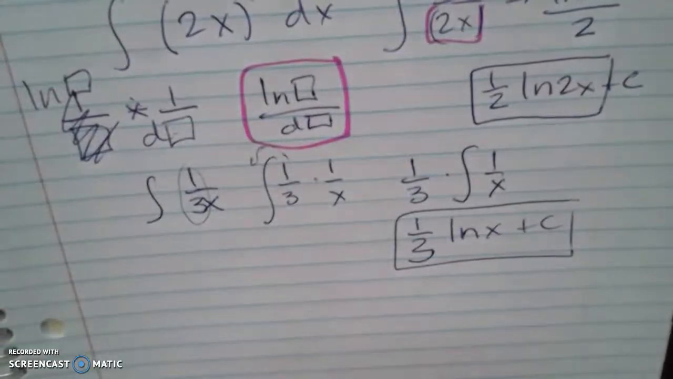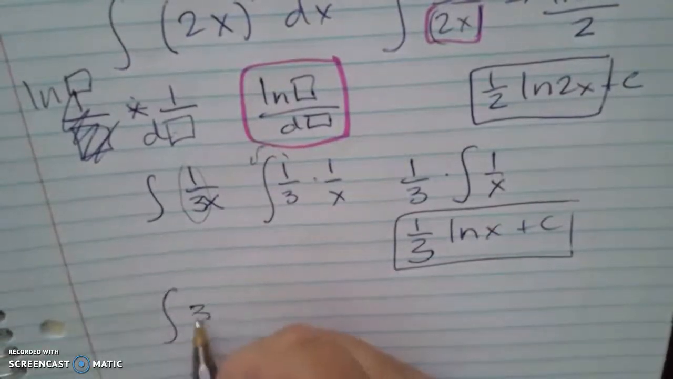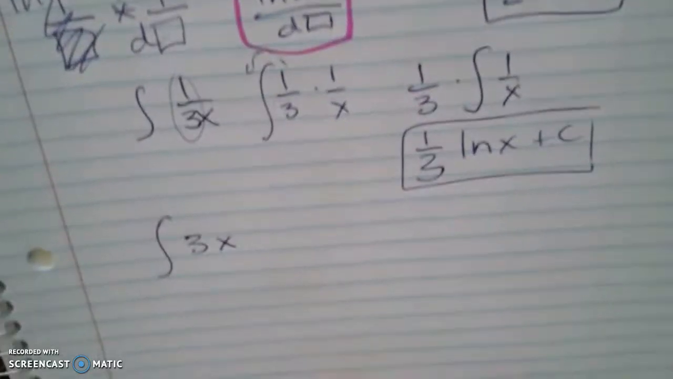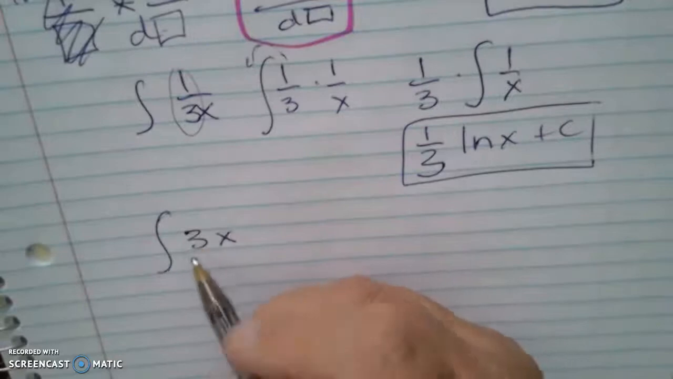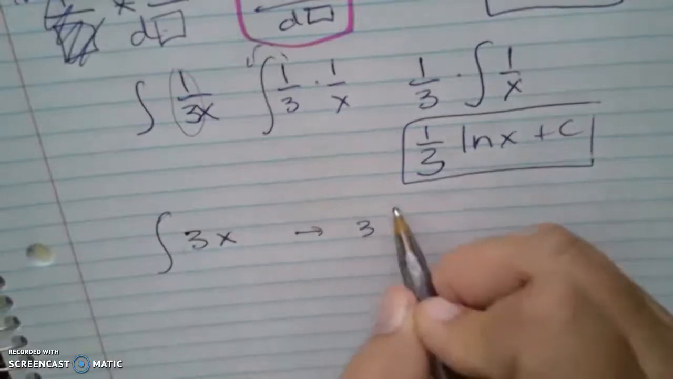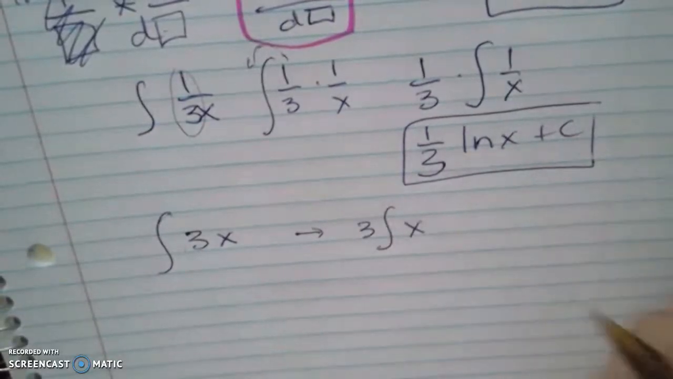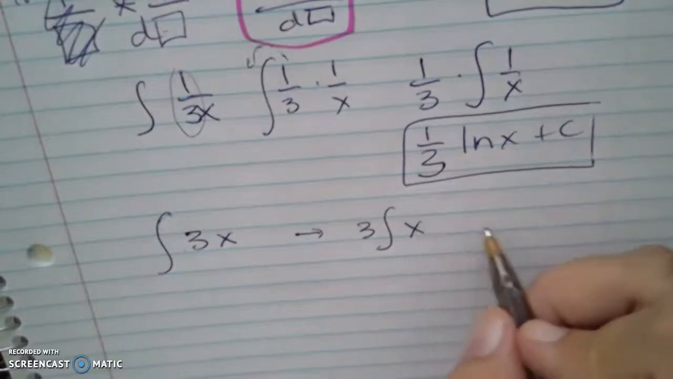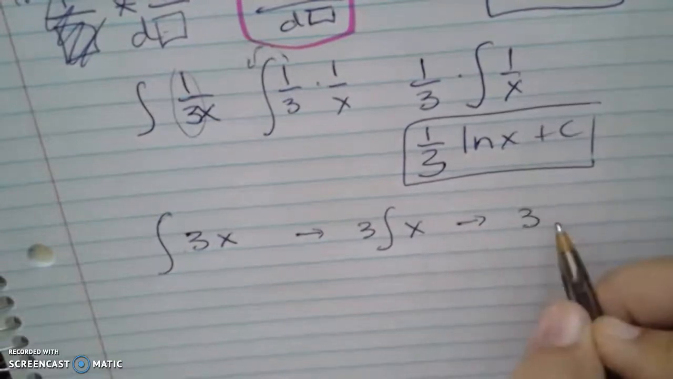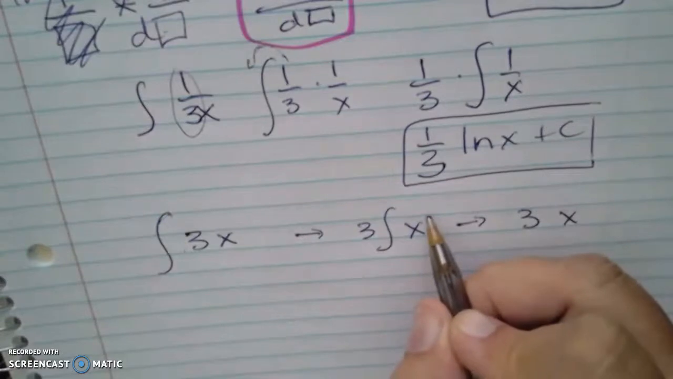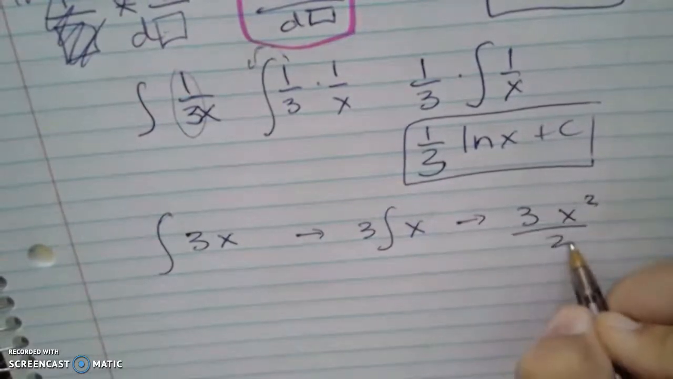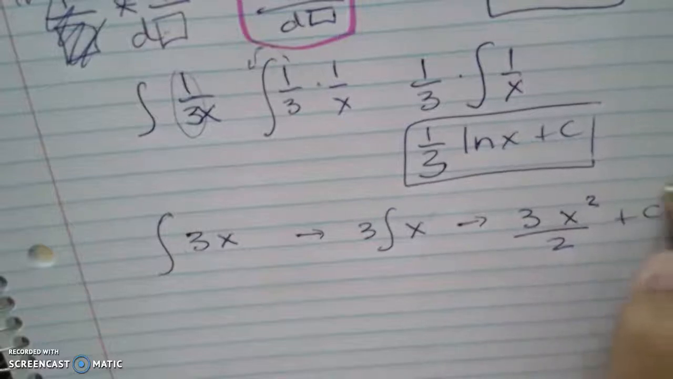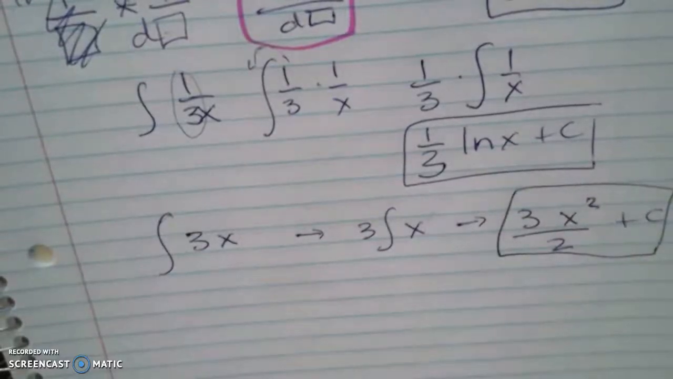How about if I do the integral of 3x? Okay, well again, this is thinking about this having a constant. I can pull the constant on the outside and I just get x. So my answer is going to be 3 times x. What is my exponent? 1. 1 plus 1 is 2, divided by 2, plus c. So that's my answer right there.